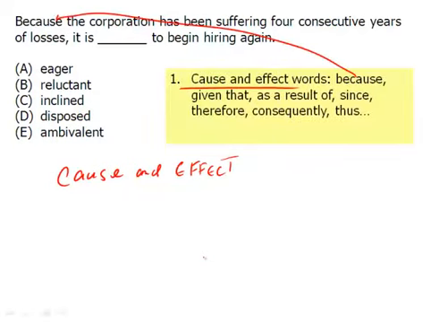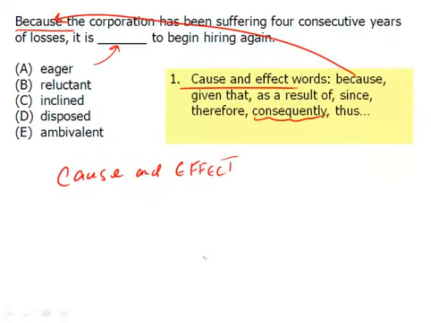We have because, which you'll see in this sentence, or given that, as a result of, since, therefore, consequently. All of these. Get used to them because these are relatively common on the GRE text completion. So here we have it. Because the corporation has been suffering 4 consecutive years of losses, it is blank to begin hiring again.